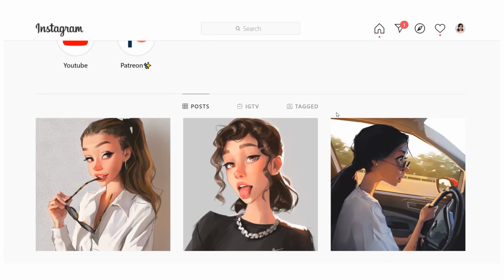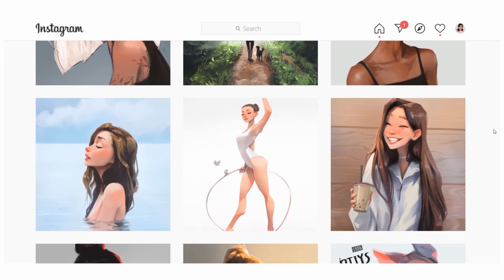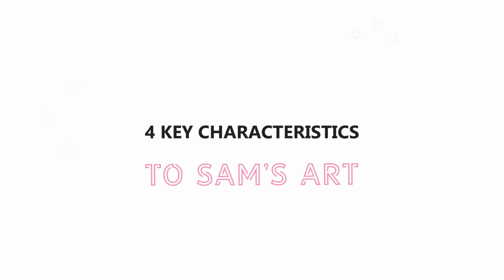Sam's stylized work pretty much exclusively involves female characters that are very distinctly recognizable even from tiny thumbnails. So let's have a look at 4 key characteristics that make these illustrations so uniquely identifiable.